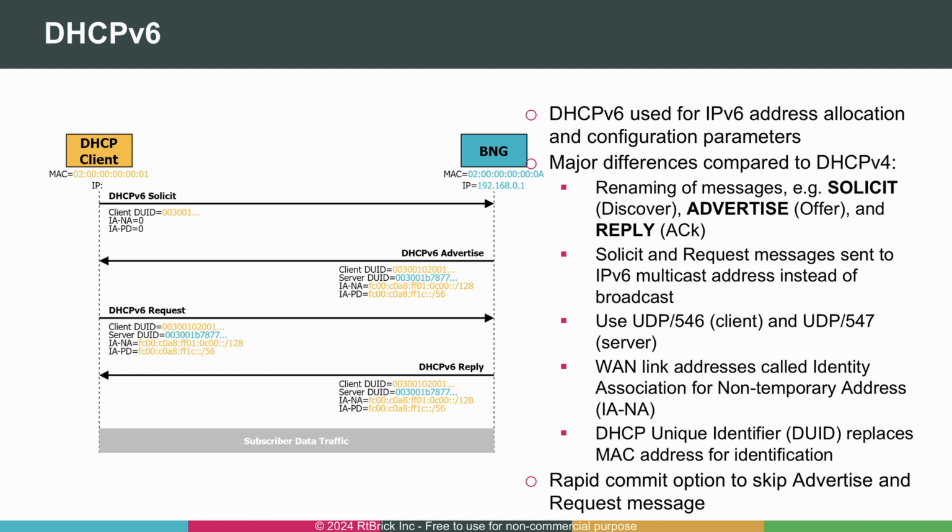DHCPv6 also offers a 2-message communication option called Rapid Commit. When enabled, the server responds directly with a DHCPv6 reply message, bypassing the advertise and request messages, based on the Rapid Commit option set in the initial solicit message by the client.